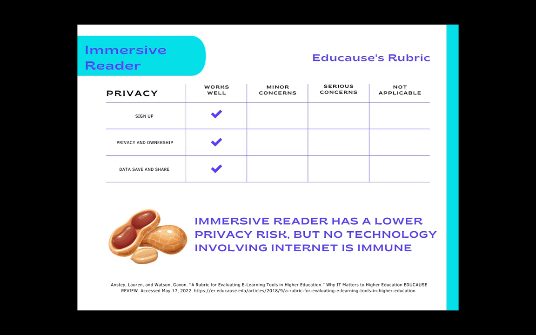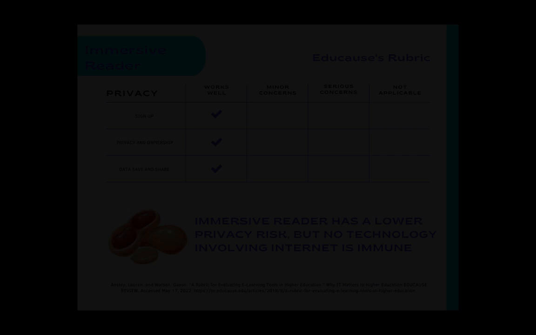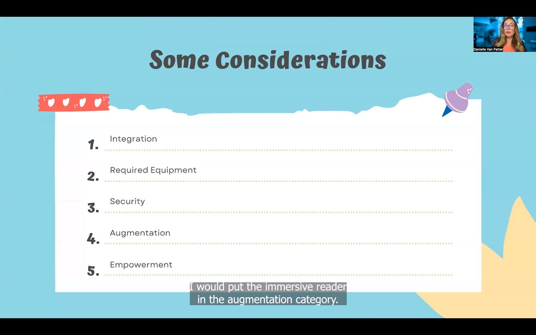When it comes to privacy, in a nutshell, Immersive Reader has a lower privacy risk, but no technology involving the internet is ever fully immune. I would put the Immersive Reader in the augmentation category. The text on the online document or within the lessons does remain the same. This integrated tool actually enhances the experience by reading or translating or offering customizations to suit the learner.